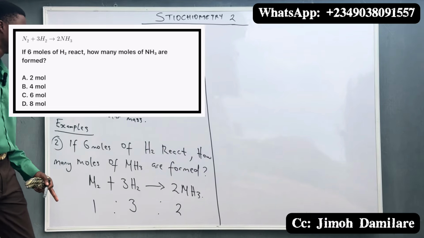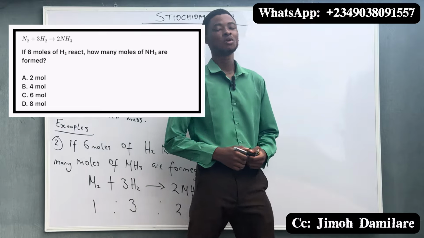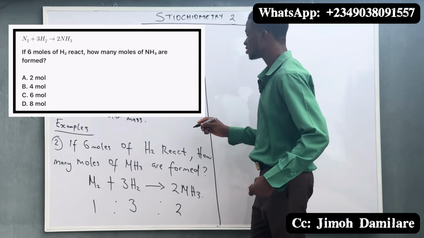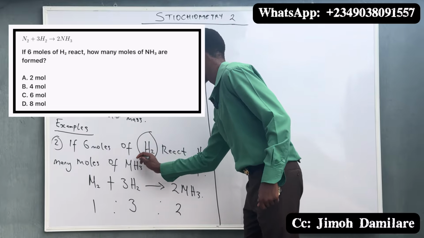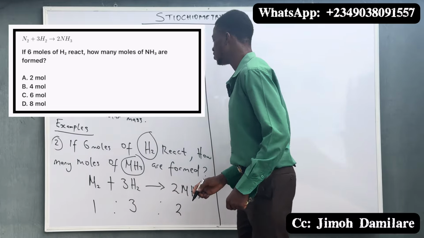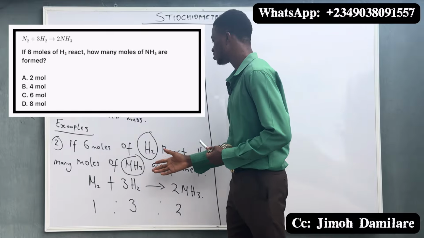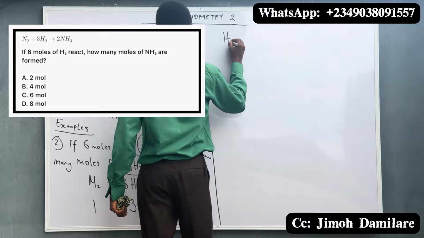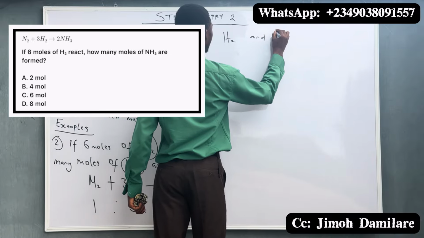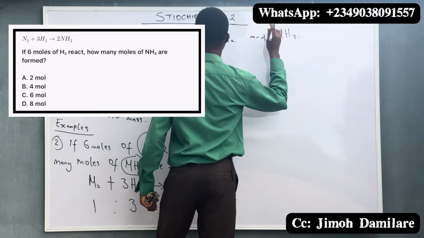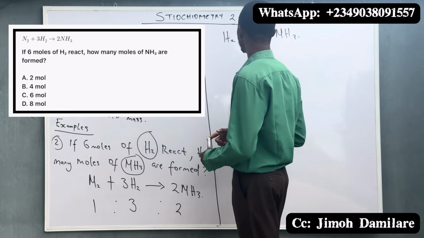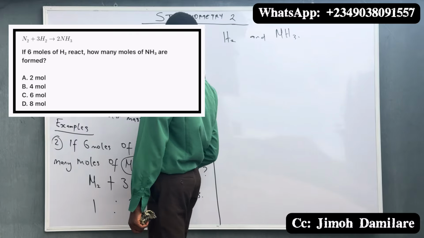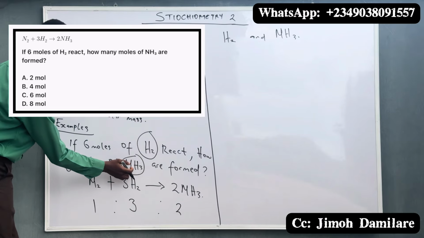Now that we have gotten the mole ratio, the next step is to what? It is to focus on what the question is talking about. From this question, you can see the question is talking about hydrogen and NH3, which is ammonia. So the question is talking about hydrogen, which is H2, and NH3. This is what our focus will be on. Our focus will be on hydrogen and ammonia, because that is what the question is talking about.